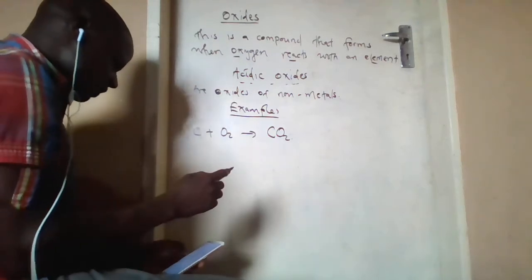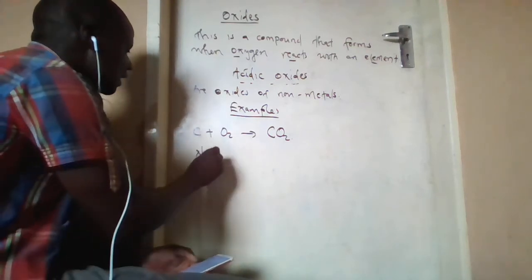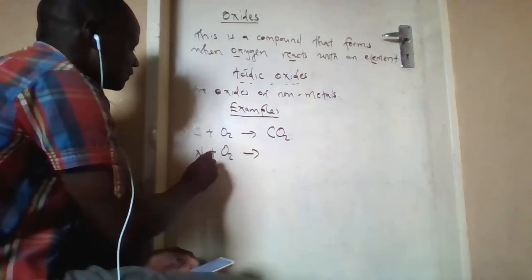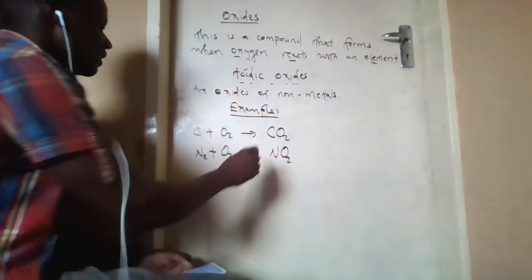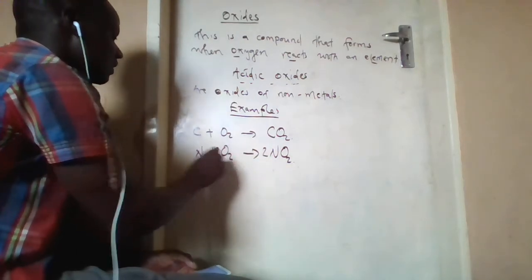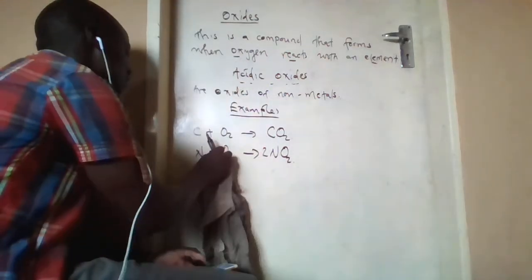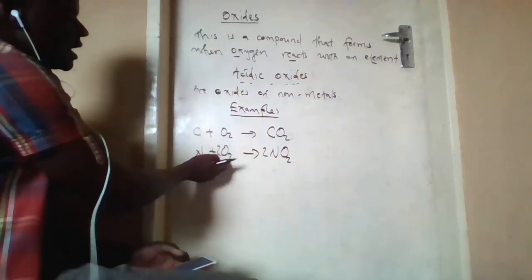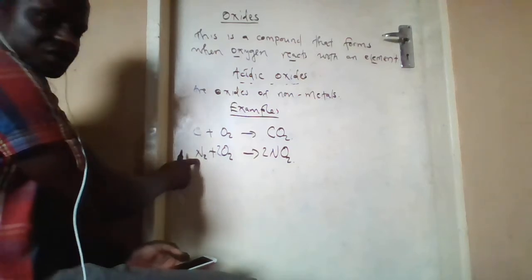Then the other one that we can look at is nitrogen. When nitrogen reacts with oxygen, it forms nitrogen dioxide. To balance it up, I can put a 2 here and a 2 here. So this is another example of an acidic oxide. Remember where we're coming from: these are oxides of non-metals. Carbon is a non-metal, nitrogen is a non-metal.